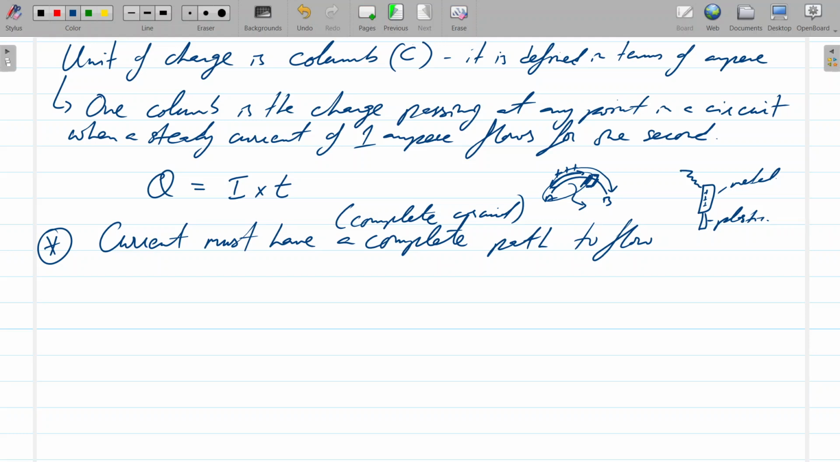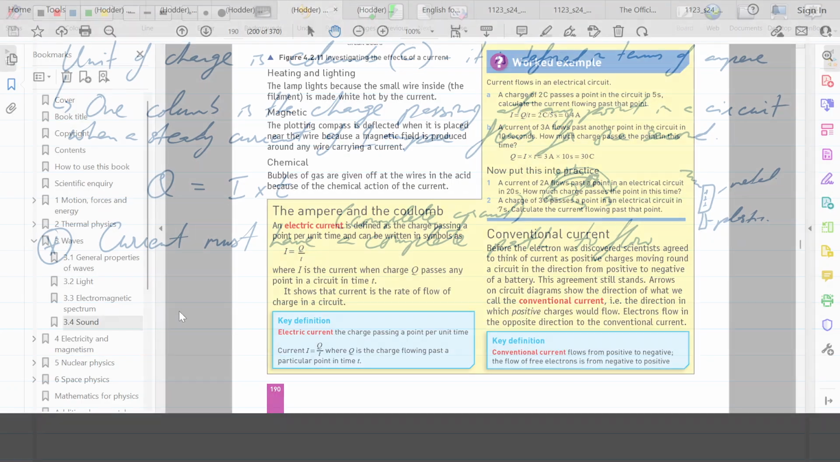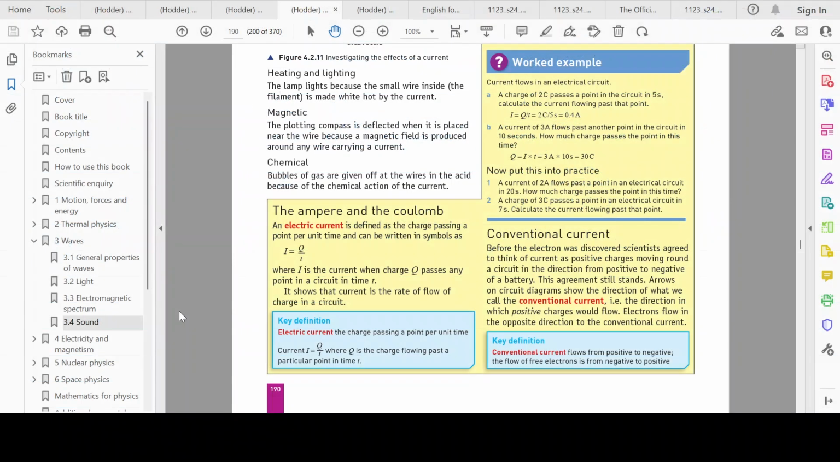Okay, so I'm going to take you to the book for a moment, and I'm going to show you the experiment with the Van de Graaff machine before moving on.